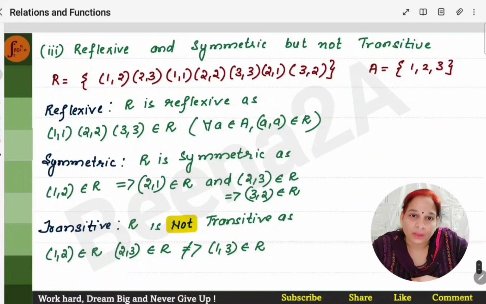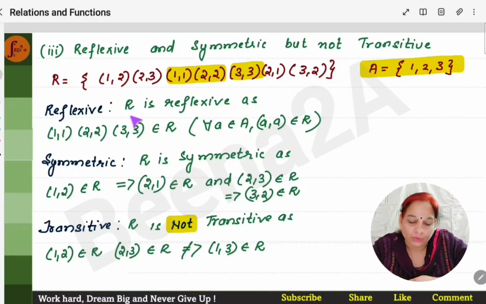Now here we have to give an example of a relation which is reflexive, which is symmetric but not transitive. It should be reflexive means there should be repeated combinations. So we have taken this set, right? We have taken set of elements which has 1, 2 and 3. So for reflexive, you should have 1 comma 1, 2 comma 2, 3 comma 3. So this will indicate that the relation is reflexive. So we'll say R is reflexive as 1 comma 1, 2 comma 2, 3 comma 3 belongs to R. That is, for every element A belonging to A, comma A belongs to R.